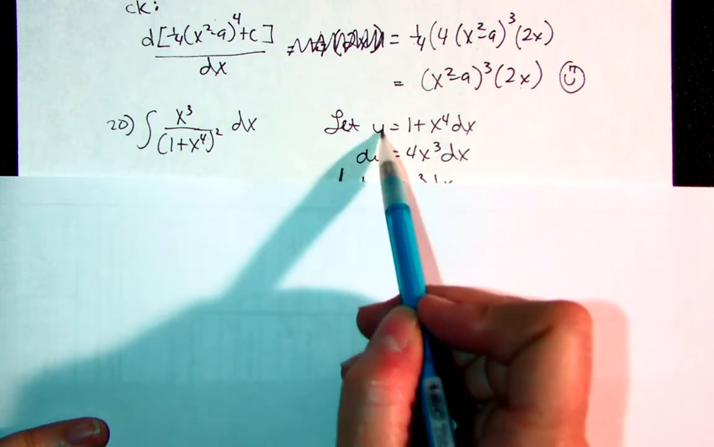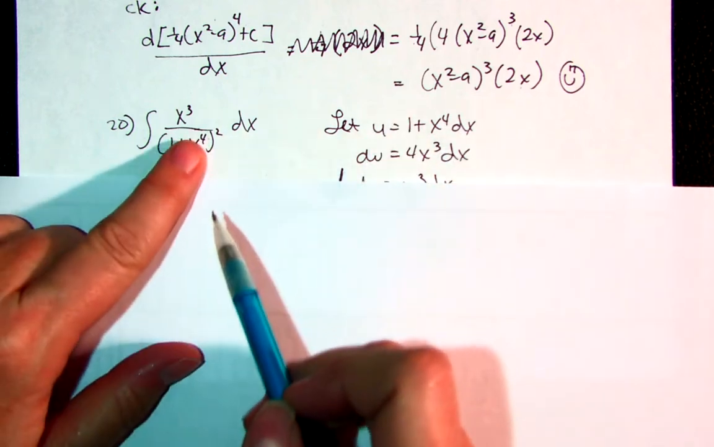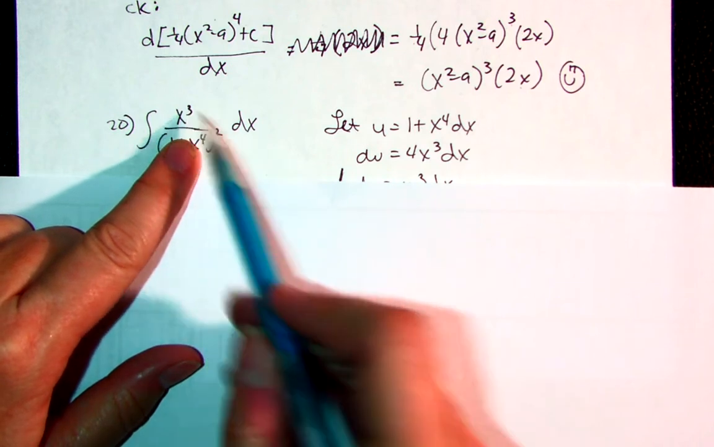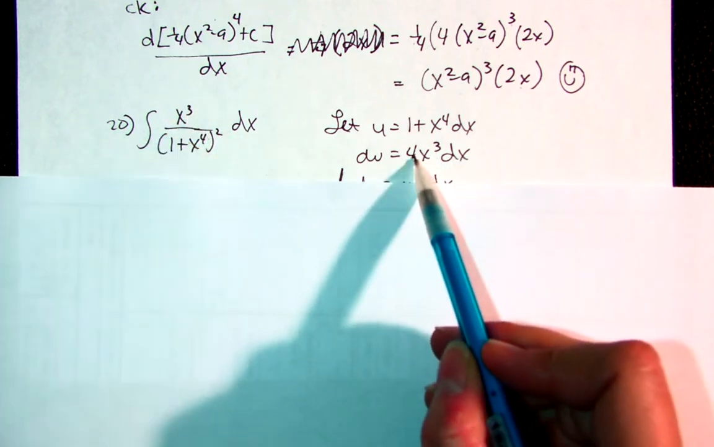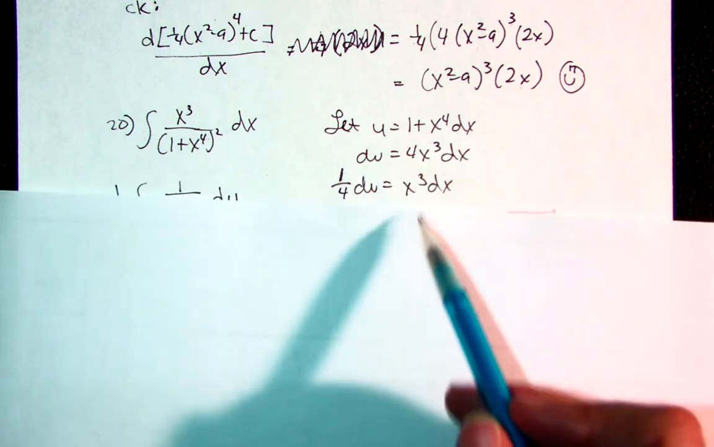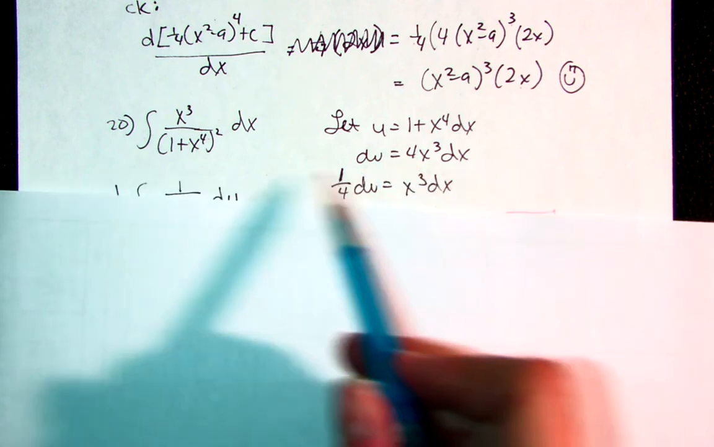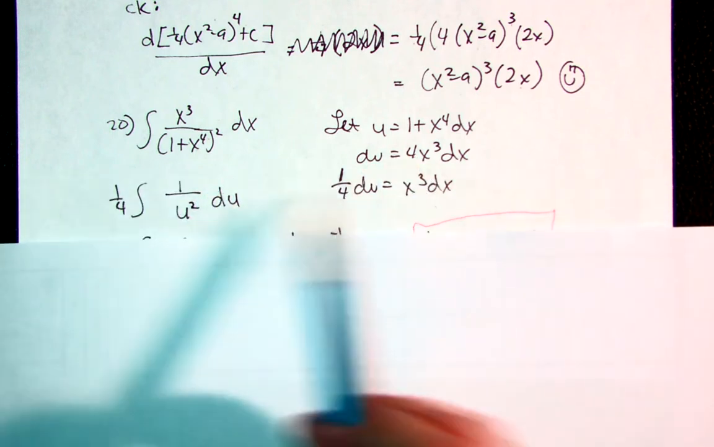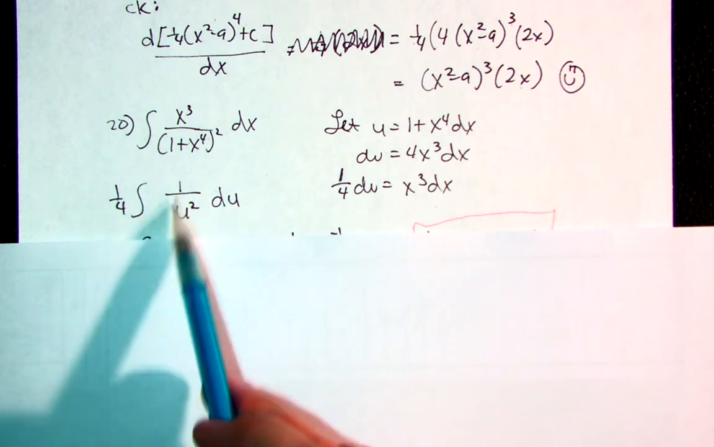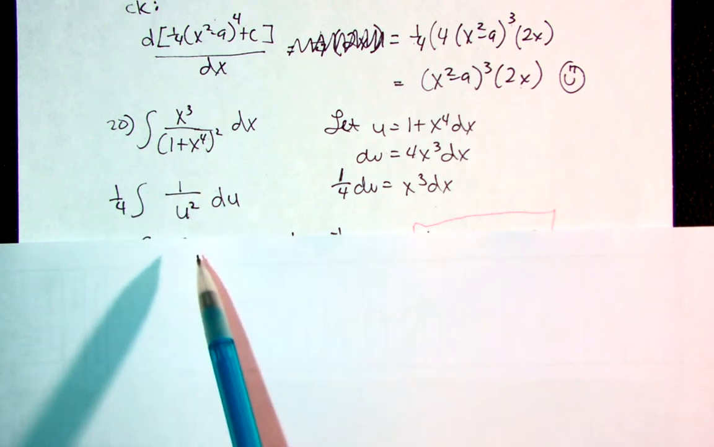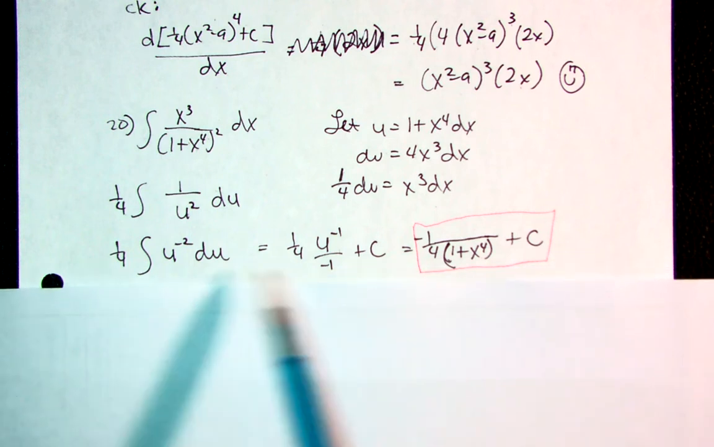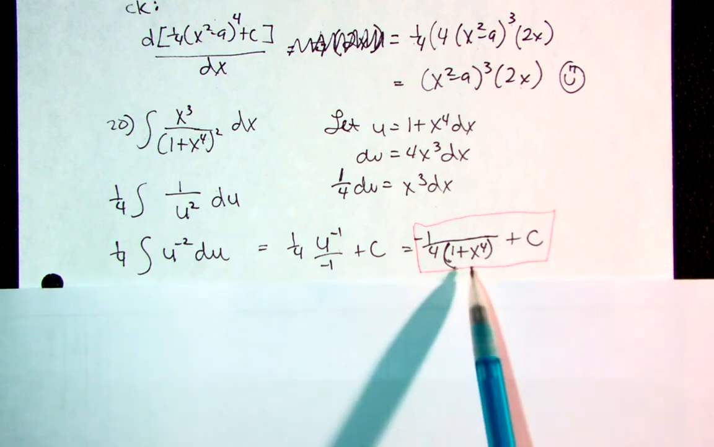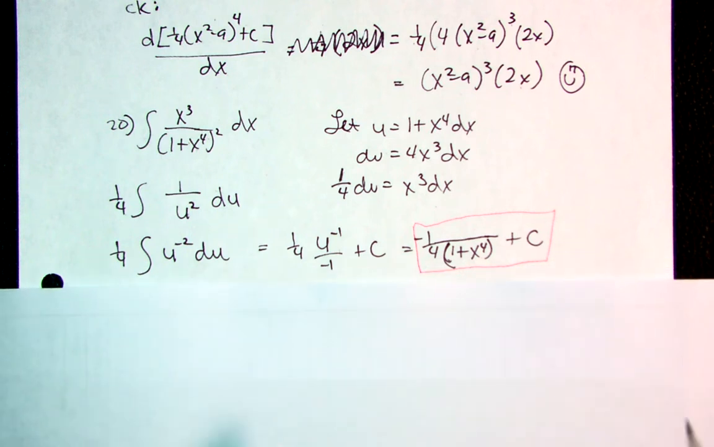So let's see. The u goes here. I need to replace an x cubed times dx. Well, there's an x cubed times dx. I just need to get rid of that constant 4, so I'll divide both sides by 4. Now I'm going to substitute this in. So there's my 1/4 du, 1 over u squared. Now I'm going to rewrite it, and then integrate it. Then resubstitute it back in. I am done.